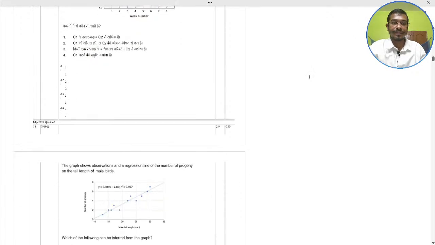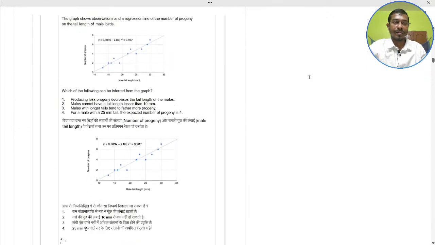Next one. This is another graph question. The graph shows the observation and a regression line of the number of progeny on the tail length of male birds. Which one of the following can be inferred from the graph?